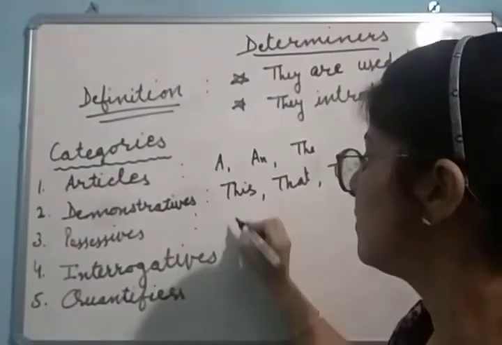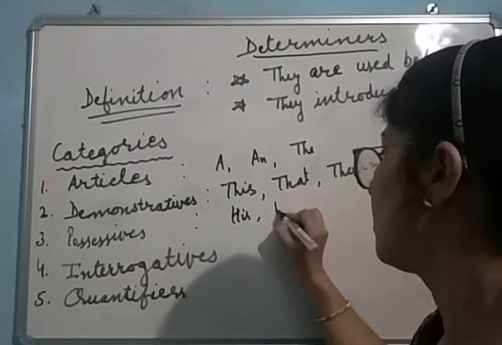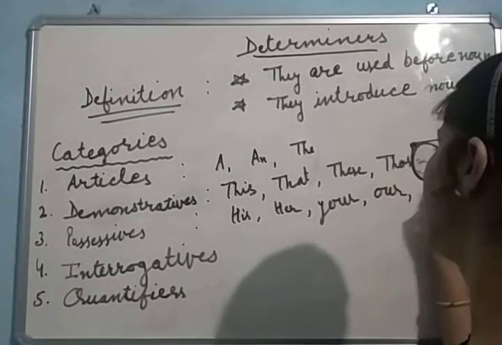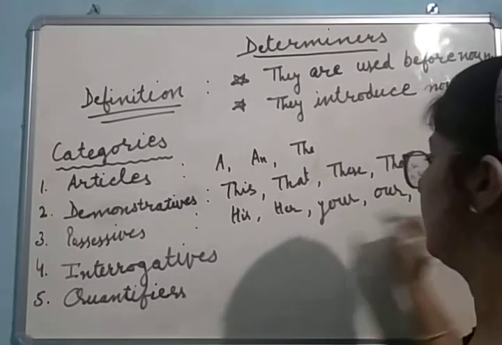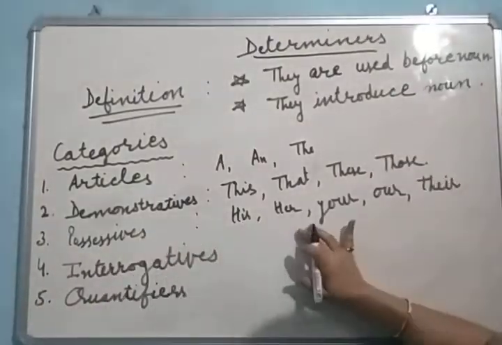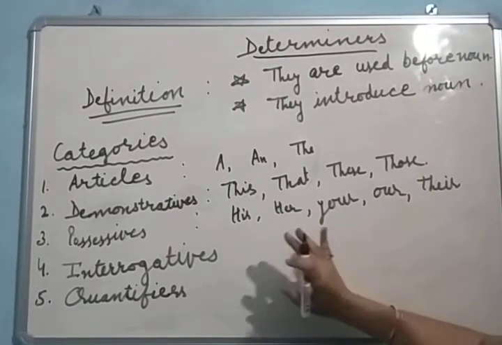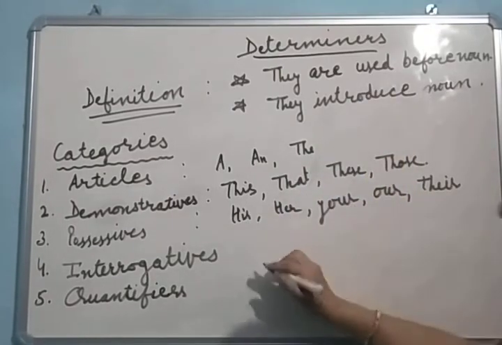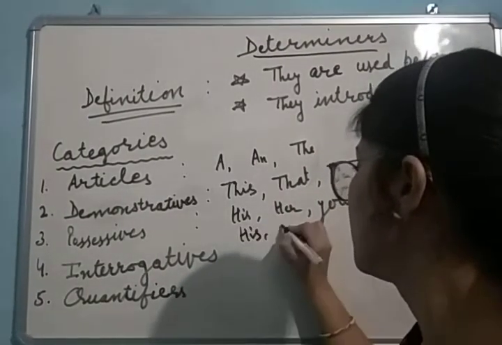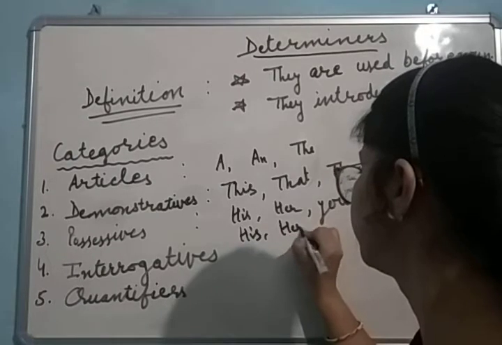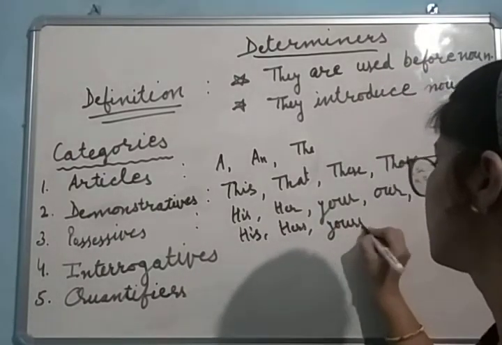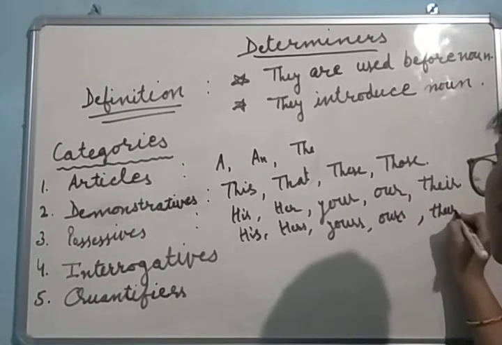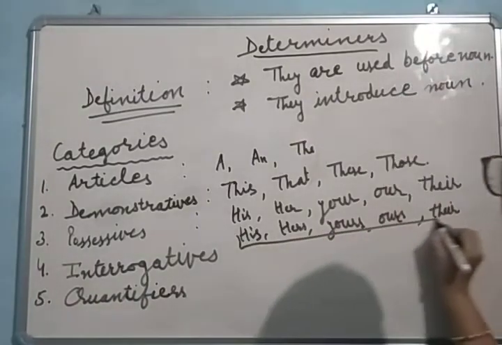Then next is possessives: his, her, your, our, their. Possessive determiners are possessive adjectives also. But we should not be confused between possessive determiners and possessive pronouns: his, hers, yours, ours, theirs. These are possessive pronouns.